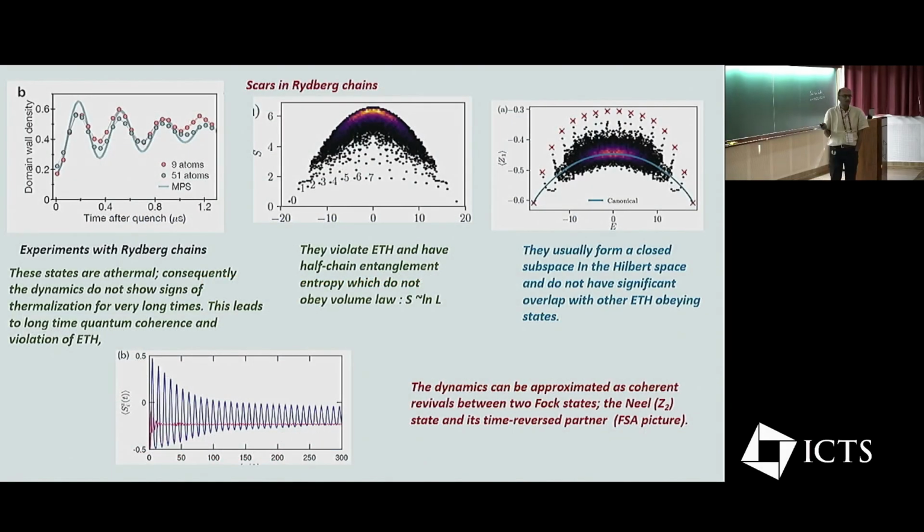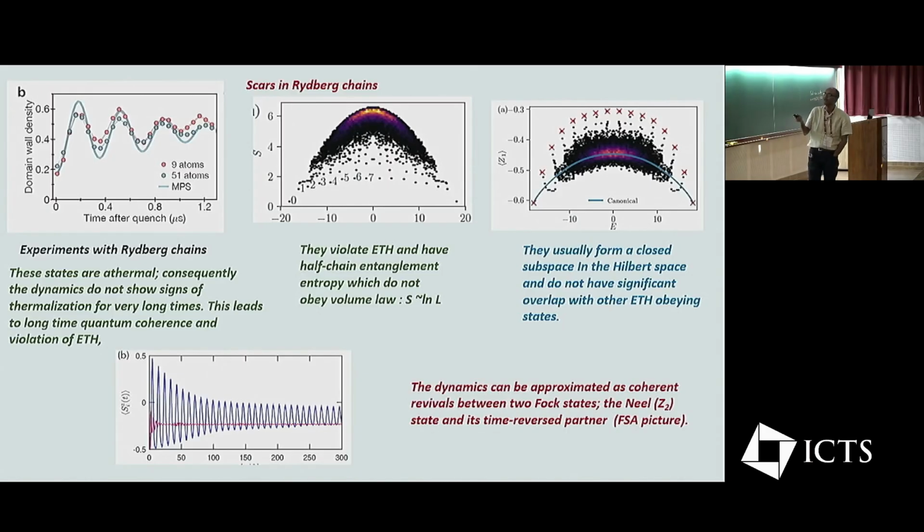So now with this introduction, let me come to scars in Rydberg chains, and these scars essentially have this oscillatory structure which was seen in experiments in Rydberg chains, and essentially these are controlled by this set of states which are athermal. The dynamics do not show thermalization up to very long times, and very long times here means a long system time scale in terms of these Rydberg chains. However, this oscillation timescale is finite.